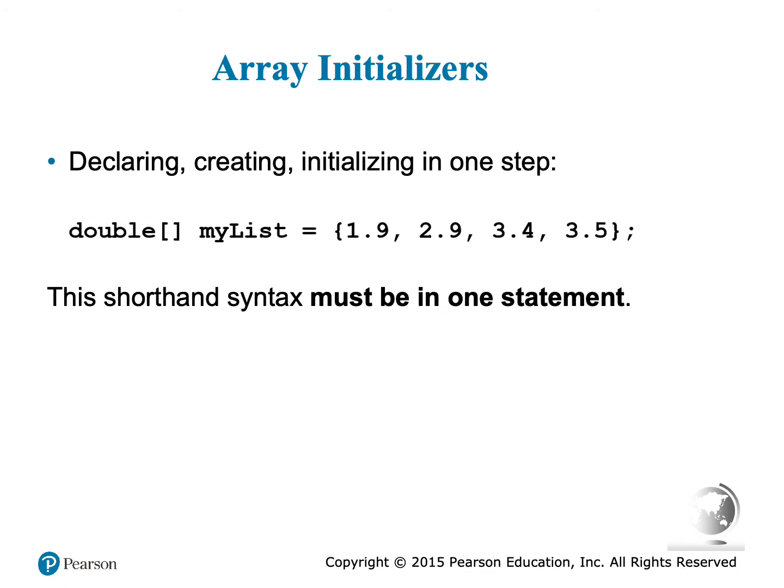So mylist has a length of 4, the index of the first element in mylist is 0, and the index of the last element in mylist is mylist.length minus 1, or 4 minus 1, which is of course 3. You will notice that the keyword new is not necessary. It's also important to note that this is the only way we can create an array without using the keyword new.